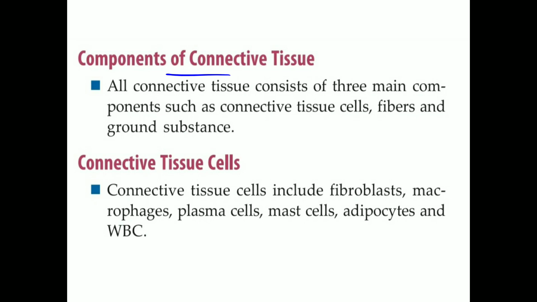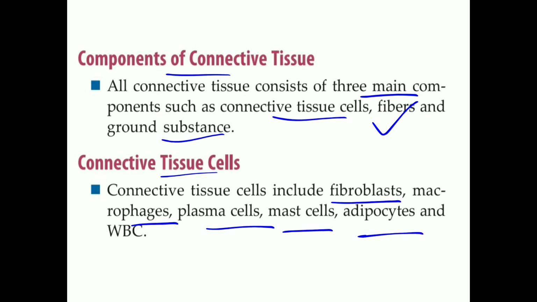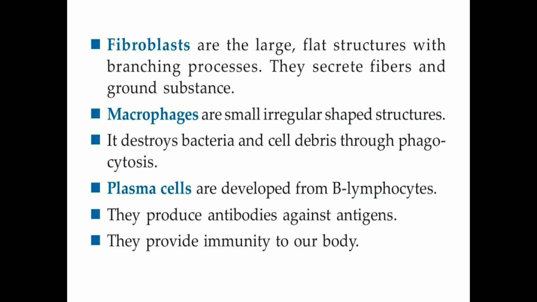Let's see the components with which connective tissues are formed. There are three main components in connective tissue. The first is connective tissue cells, the second is connective tissue fibers, and the third is the ground substance with which it is made. Let's see the connective tissue cells. Connective tissue cells include fibroblasts, macrophages, plasma cells, mast cells, adipocytes, WBCs, etc.